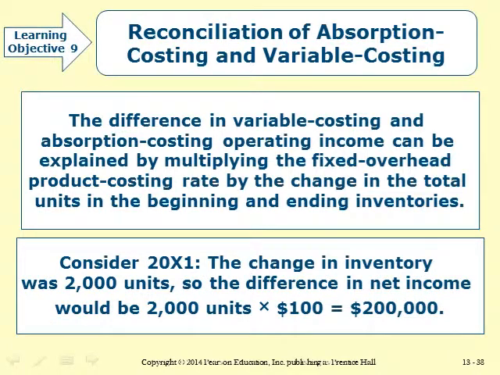We can quickly explain the difference in variable costing and absorption costing operating income by multiplying the fixed overhead product costing rate by the change in the total units in the beginning and ending inventories. Consider 20x1. The change in inventory was 2,000 units, so the difference in net income would be 2,000 units times $100, which is $200,000.